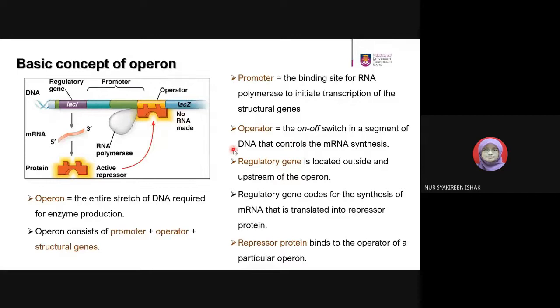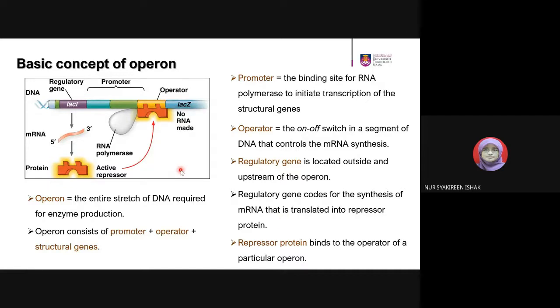is to produce mRNA for the 3 structural genes. So when it is blocked, the operator blocks, so it cannot produce mRNA, and cannot produce the 3 enzymes from those 3 structural genes. So in this condition, we call it the operon is switched off. Okay, it is switched off. No mRNA will be produced, no protein will be produced.